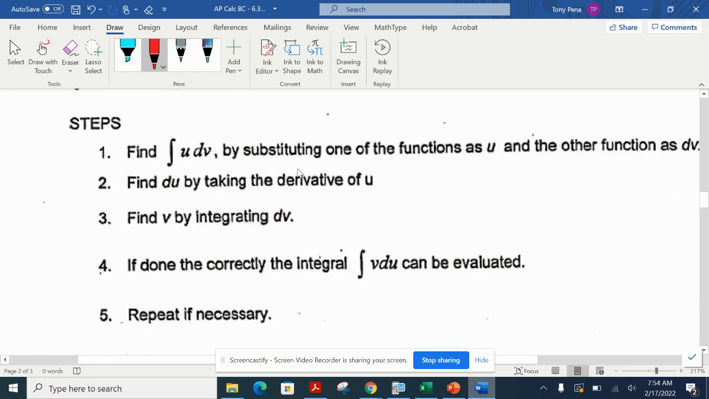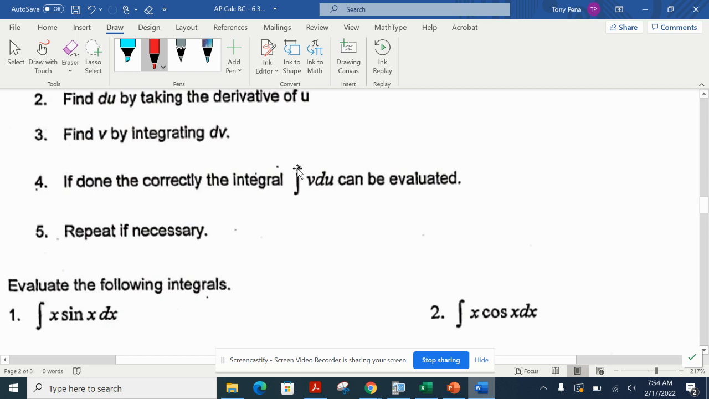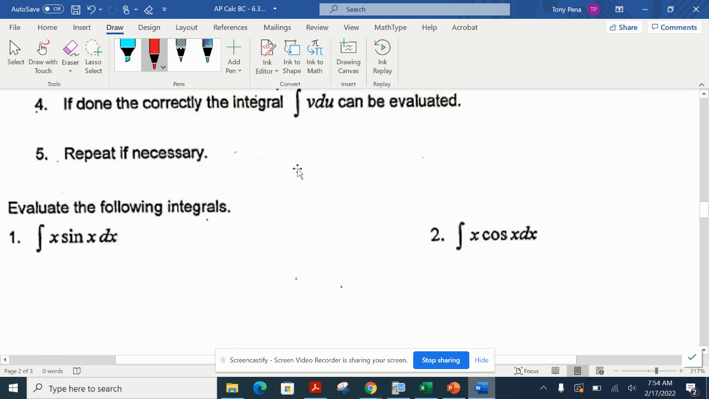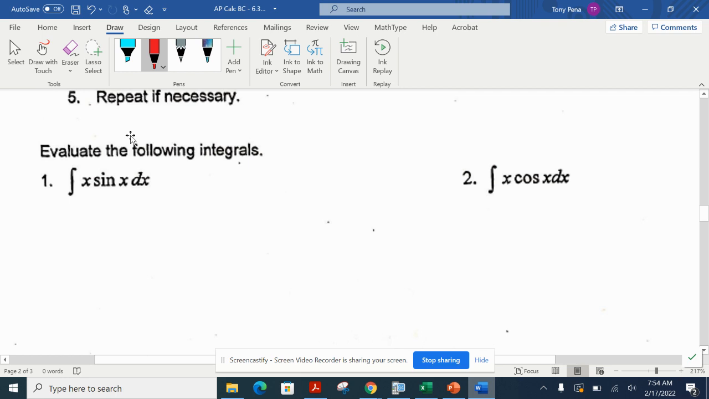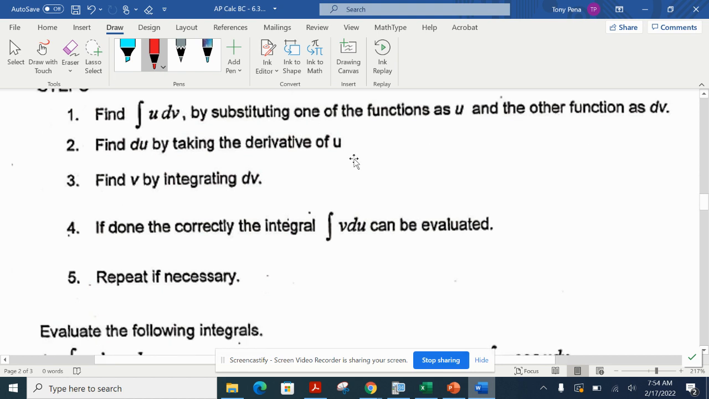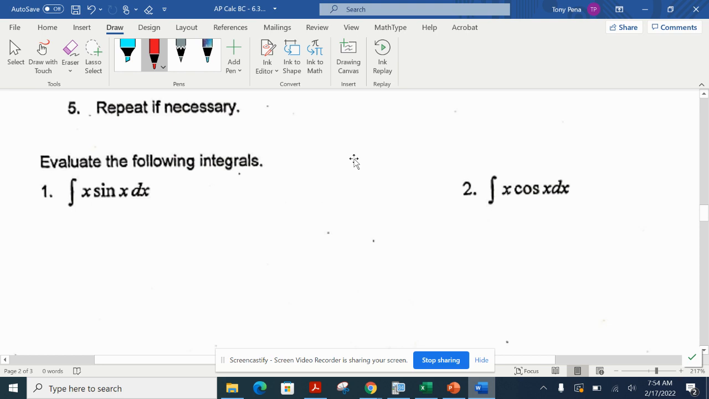We'll walk through these steps as we do number one. You won't be able to see the problem and these steps at the same time. So if you look at number one, step number one tells you to find the integration of u dv by substituting one of the functions as u and the other function as dv. So what that means is when we go to number one, we want to identify this as a product. Again, integration by parts is considered the product rule for antiderivatives. We have two functions. We have the function x, we have the function sine of x.